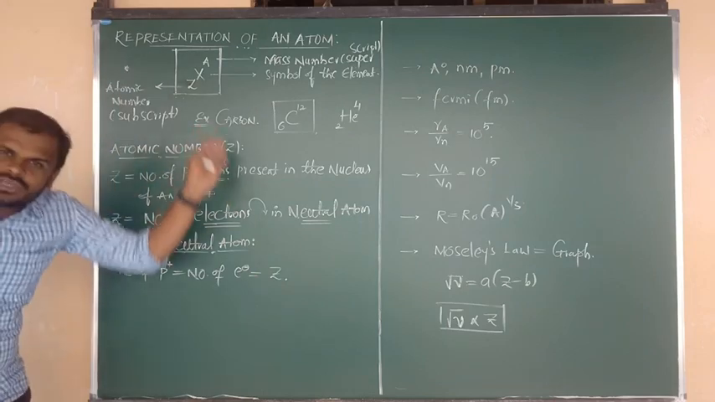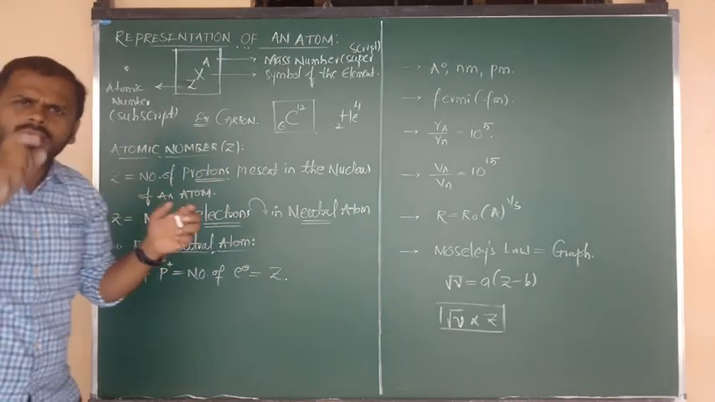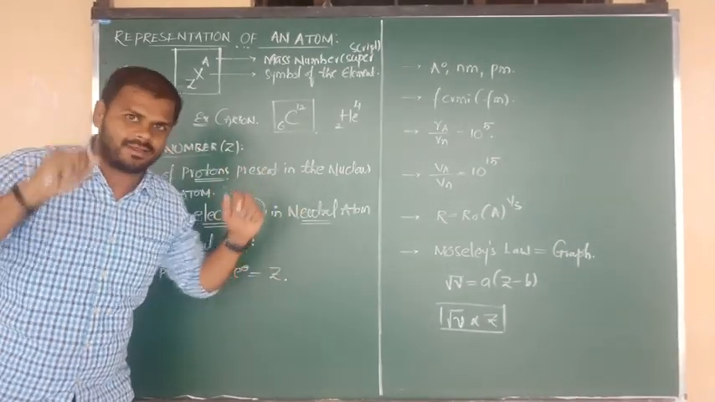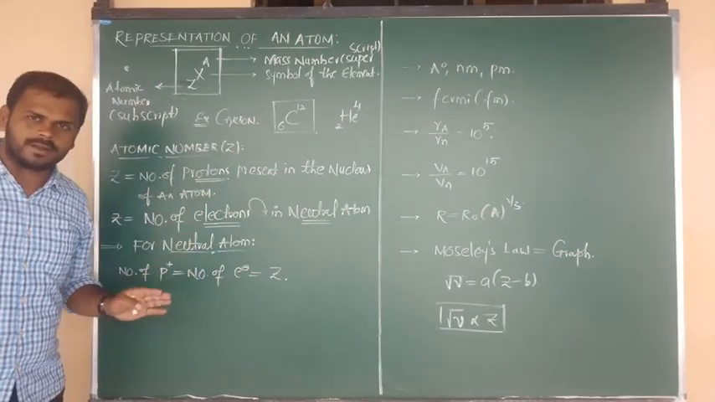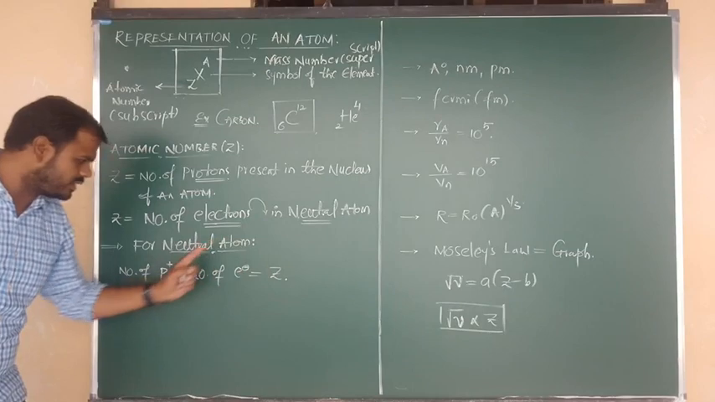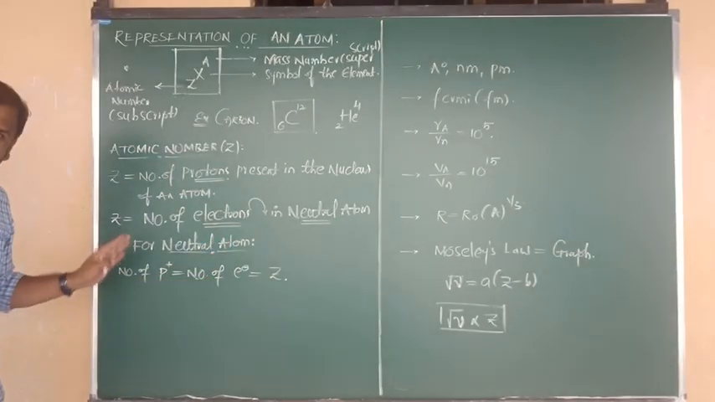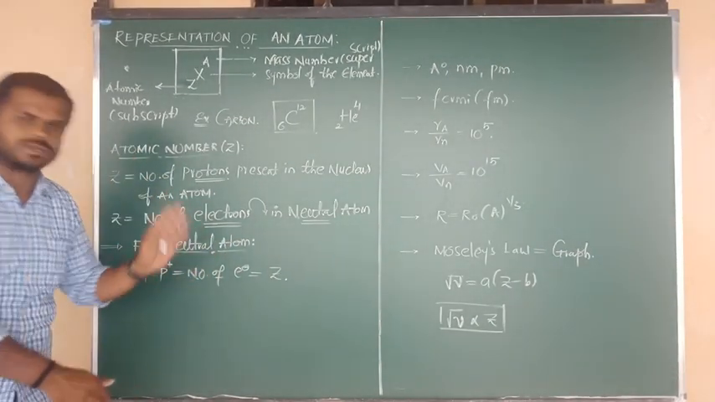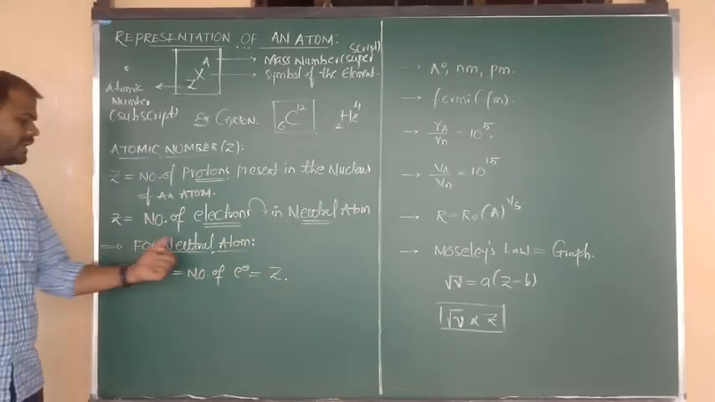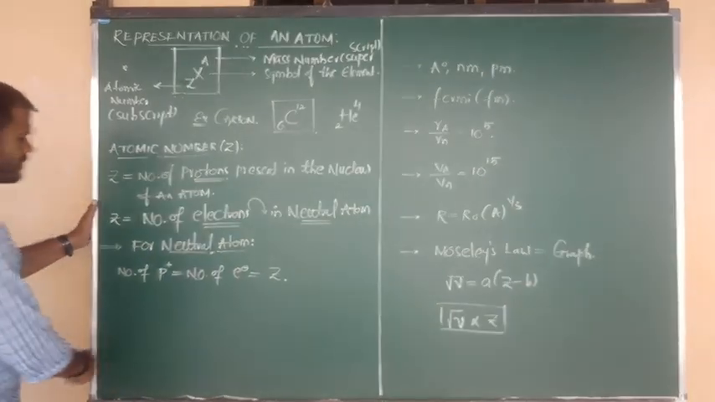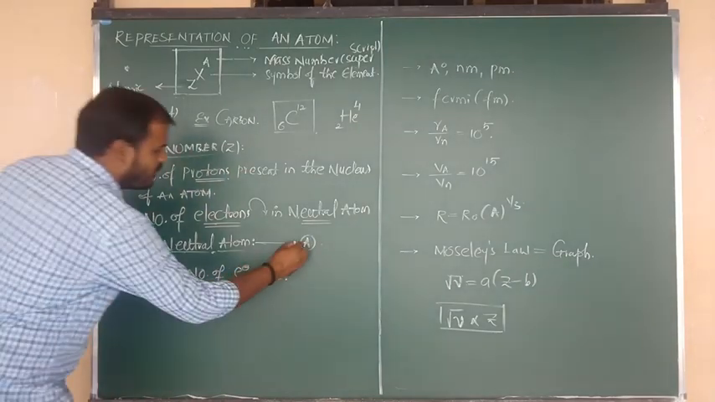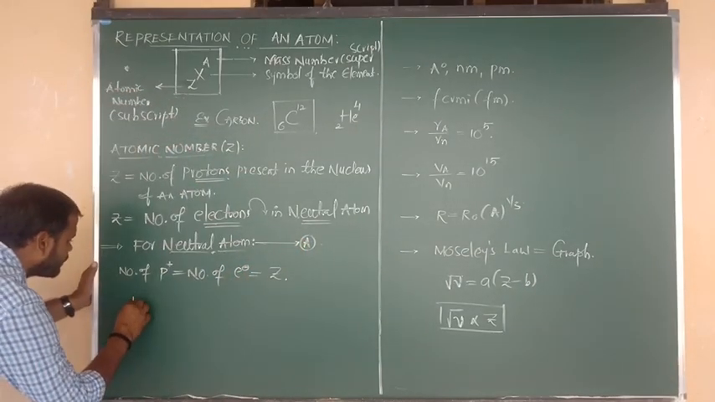So in the case of neutral atoms like sodium Na, Mg, carbon, N, O, with no plus, no minus, the Z value is equal to the number of protons and also equal to the number of electrons. That means the number of protons and number of electrons should be equal, and that value equals the atomic number in the case of a neutral atom. This is case number one.